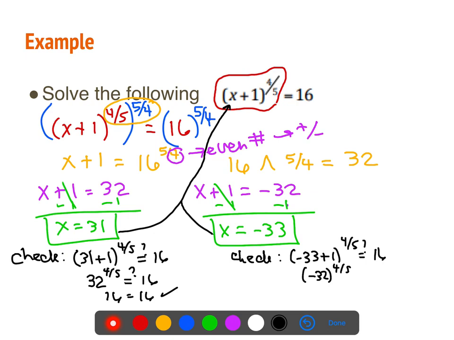So I'm going to put negative 33 plus 1 to the 4/5 and see if that equals 16. Negative 33 plus 1 is negative 32 to the 4/5. Does that equal 16? The 5th root of negative 32 is negative 2. And negative 2 to the 4th power is, believe it or not, positive 16. So yeah, it checks. So those are good answers.